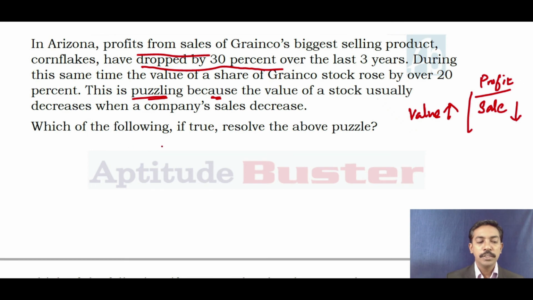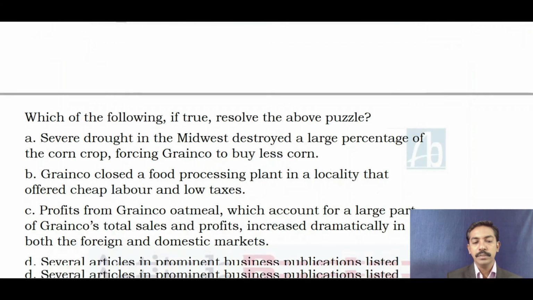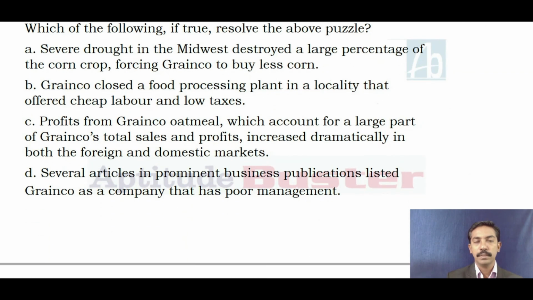Your question asks you to identify an option that will resolve the above puzzle. Find out among the 4 options which option provides an answer for this puzzle. In other words, of the 4 options, one option should say how, despite profit being decreased, the value of the stock has increased. Let's try to find out. And how are we going to find out? We are going to analyze all the 4 options. We'll begin with option A.